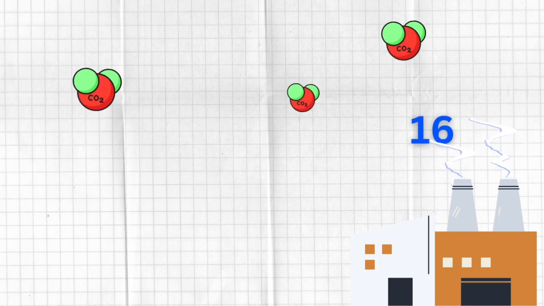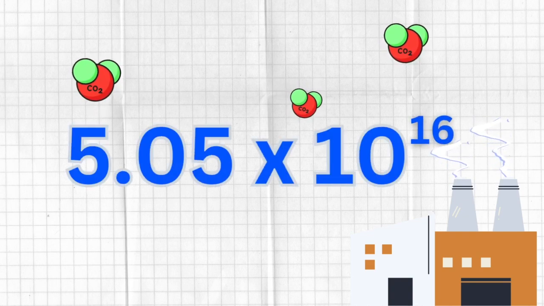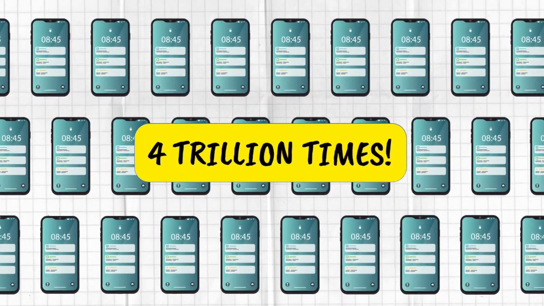source. In its lifetime of over 400 years, this single CO2 molecule will produce about 5.05 times 10 to the power of 16 joules of energy. This is equivalent to charging your iPhone over 4 trillion times. With nanotechnology, we can help manage and capture carbon dioxide, helping to ensure a sustainable future for generations to come.